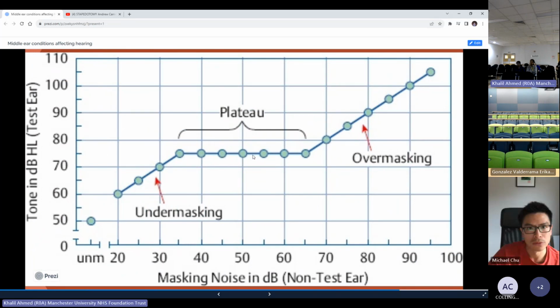So when you get a plateau, that means your test ear is actually hearing it. Eventually, if you keep turning the masking up, when it's at 70 dB, the masking noise starts to be heard by the test ear, because it's so loud now, it's crossing to the other side, and it's like the test ear is now in the nightclub. So it can't hear so well because of the background noise, and so it starts to rise again. That's called over masking, when the test ear can start to hear the sound put into the non-test ear.